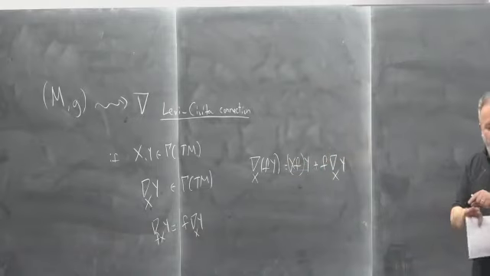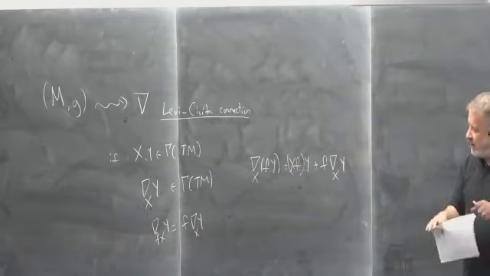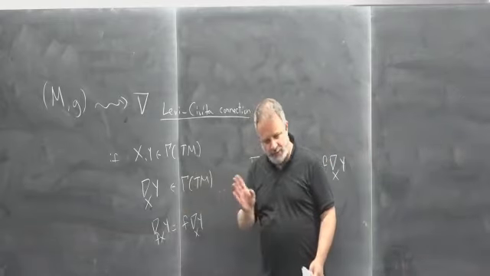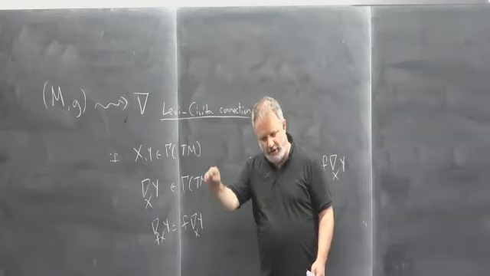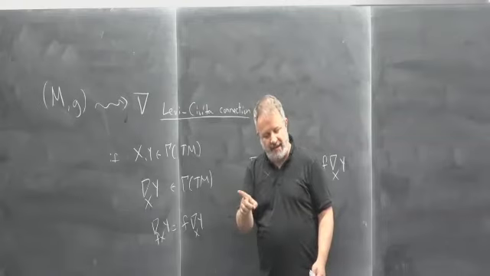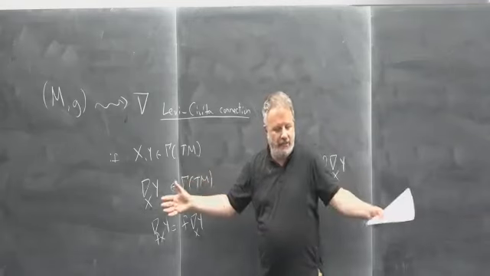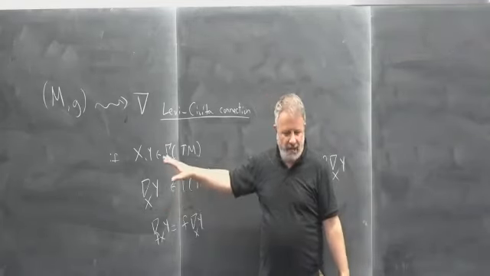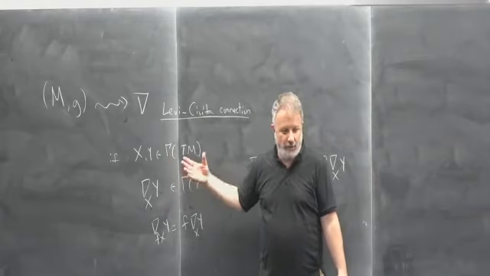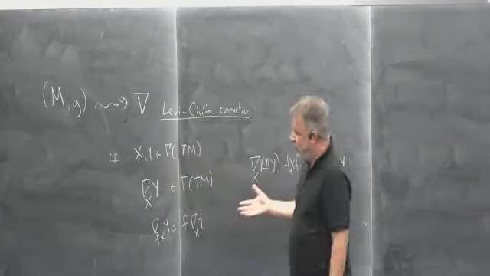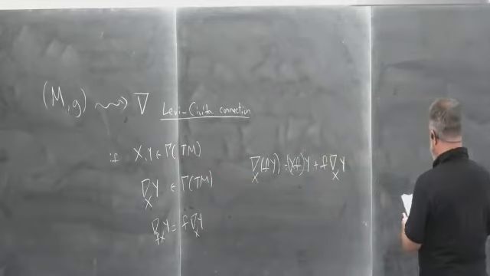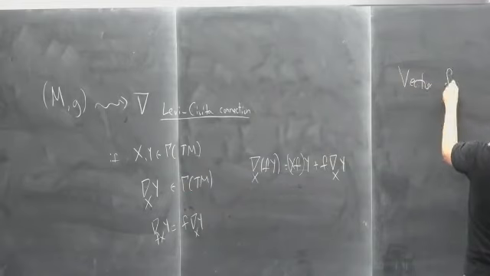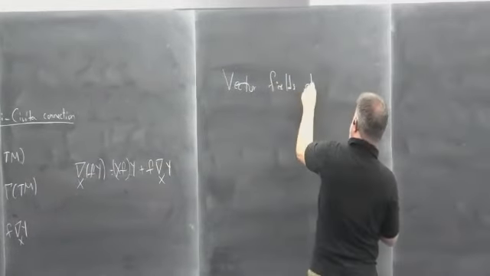But sometimes, to differentiate Y, it really only matters what's happening to Y along a curve passing through p in the direction of X_p. It doesn't even have to be defined away from that curve. So we're going to make that more precise by defining what it means to differentiate a vector field that's defined only along a curve. First we have to define what a vector field defined only along a curve is. So, vector fields along a curve.